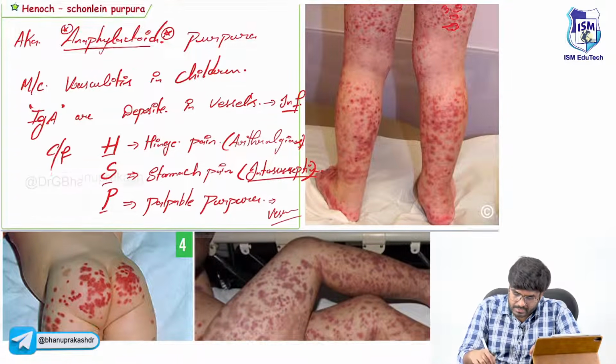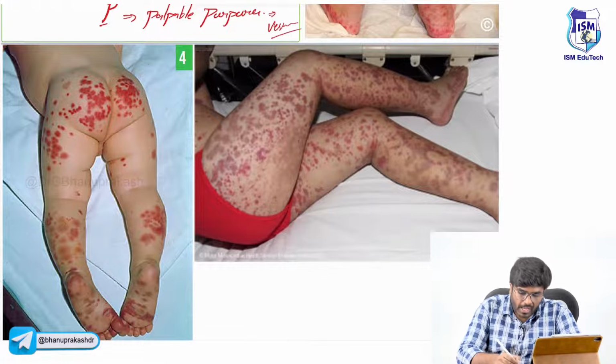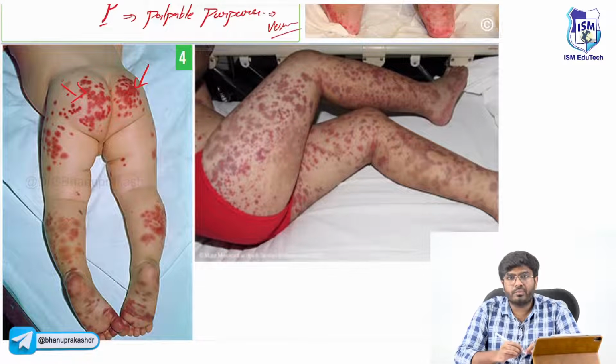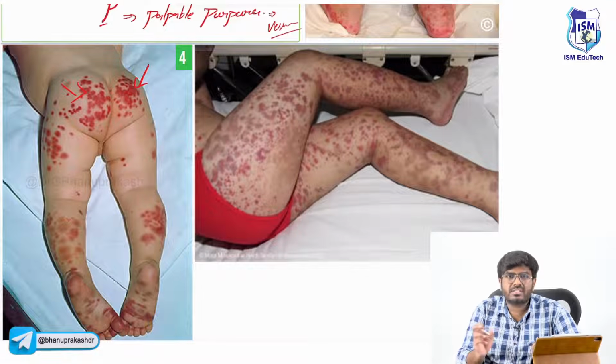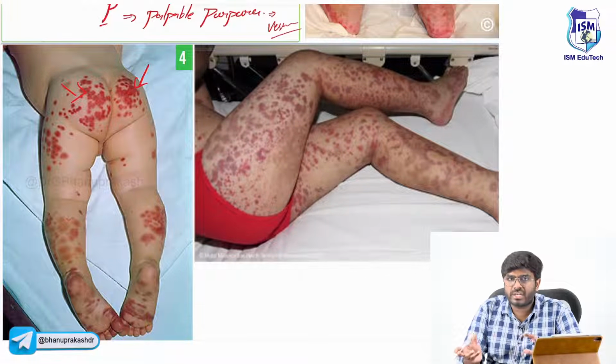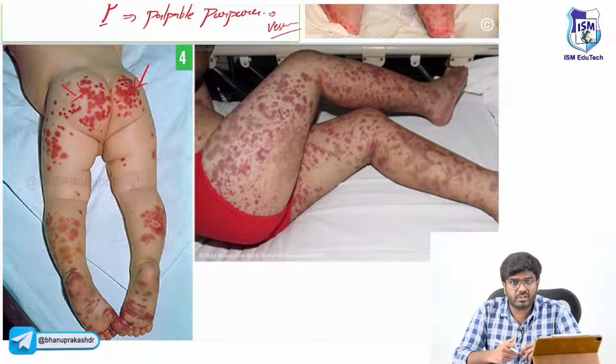Next, what else will you see? Image-based questions. Palpable purpura on the buttocks in a child: many exams, especially the USMLE, will give you this. What is the diagnosis? Henoch-Schönlein purpura, the most common vasculitis in children. It's also a pediatric vasculitis.